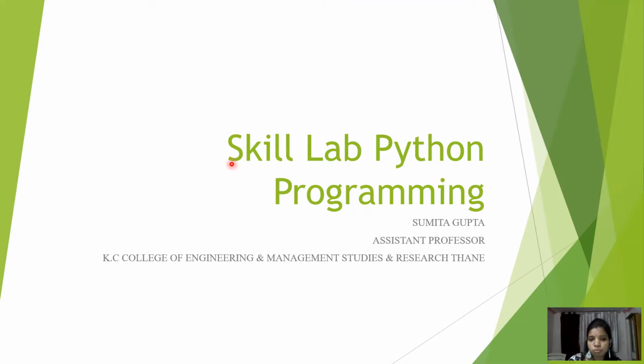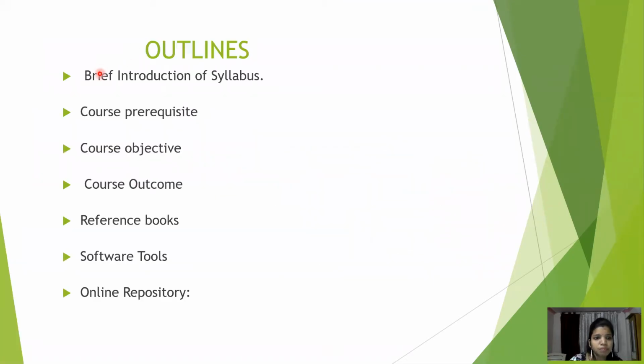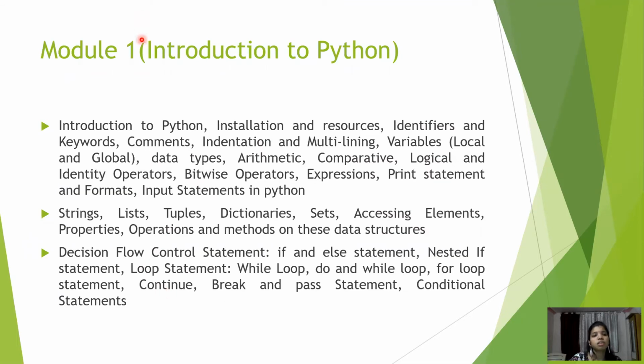Okay, so basically the subject is Skill Lab Python Programming. These are the outlines: brief introduction of syllabus, course prerequisite, course objective, outcome, reference book, soft tools and repository. Now, there are 6 modules.